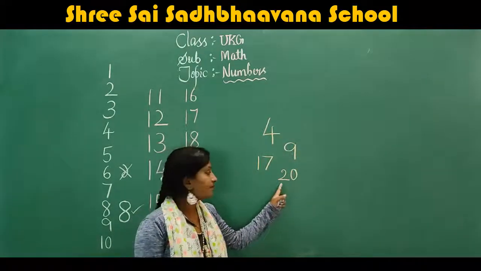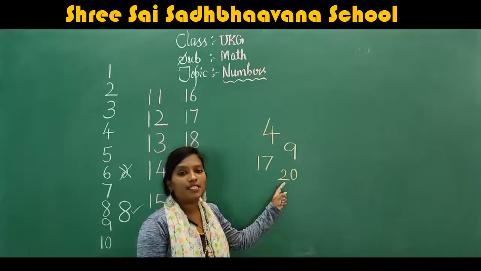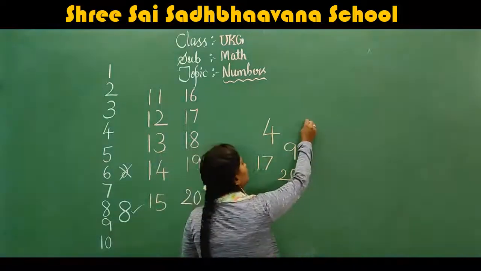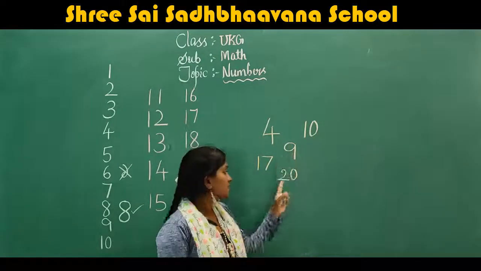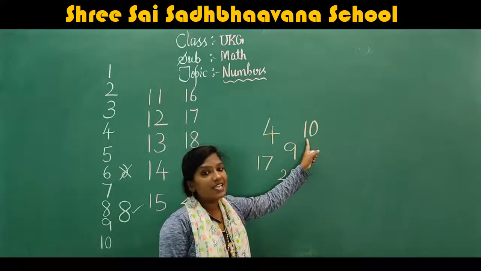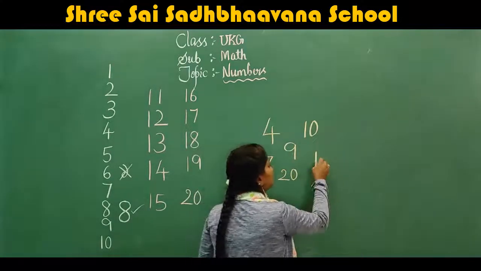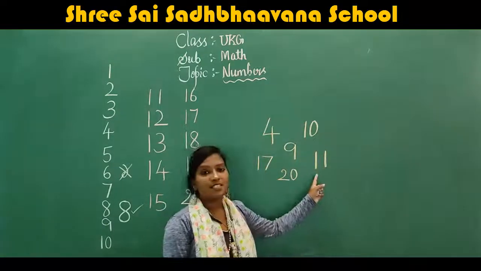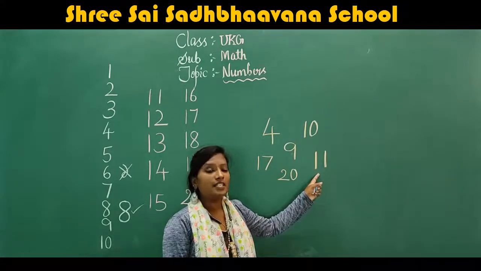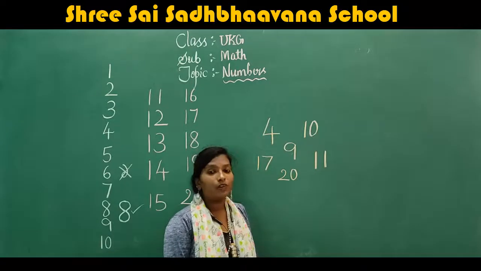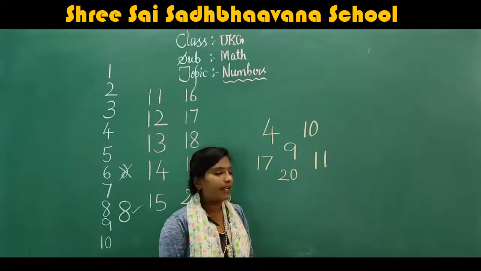Which number is this? See on the board, everyone. Yes, this is number 20. Then which number is this? Yes, this is number 10. Which number is this? Yes, this is number 11. 1, 1, 11. After 10, number 11. 10 plus 1, 11.